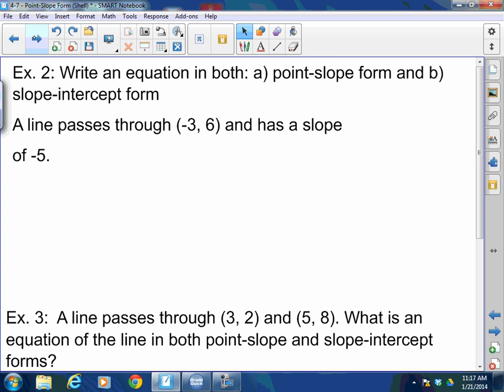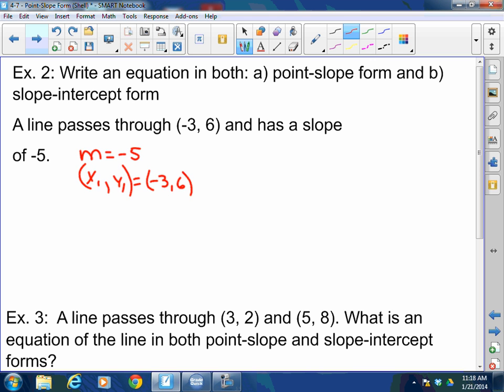Next. Now, write the equation of a line in both point slope form and slope intercept form for a line that passes through -3, 6 and has a slope of -5. Okay, what's my slope here? What's my m? -5. What's my x1, y1?